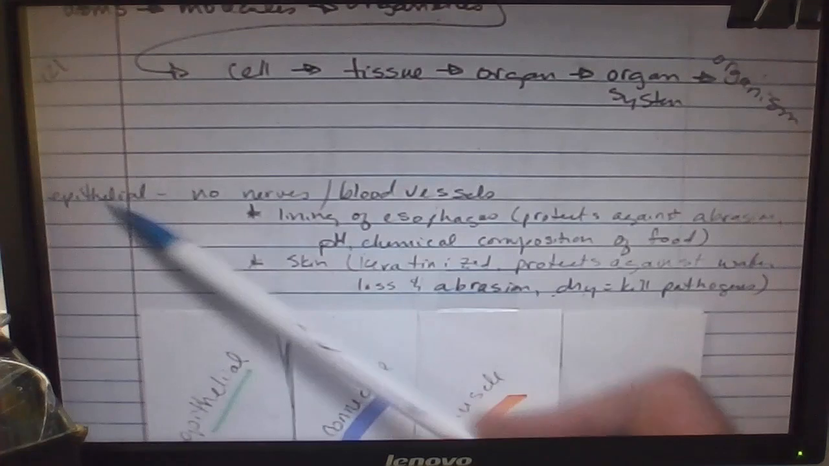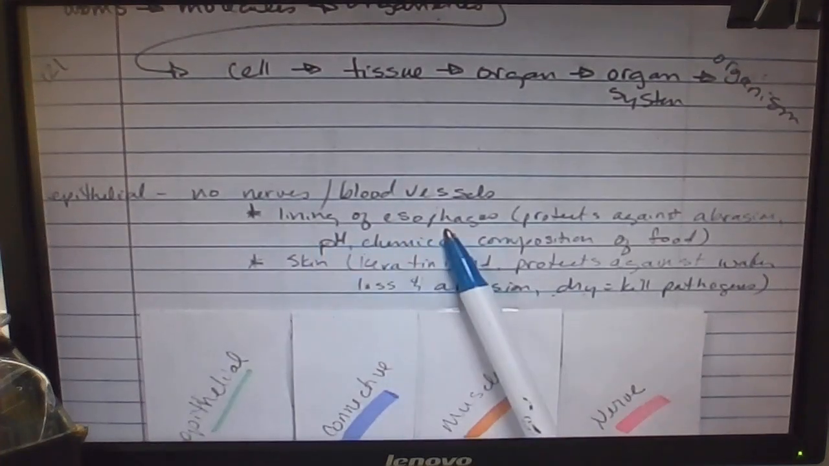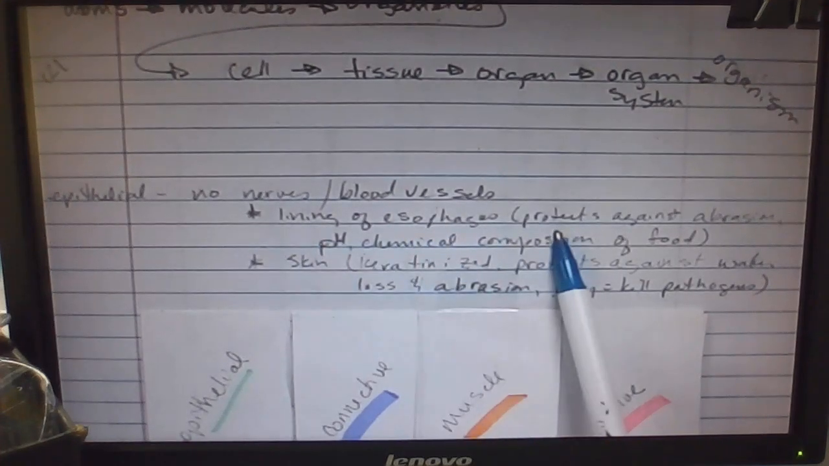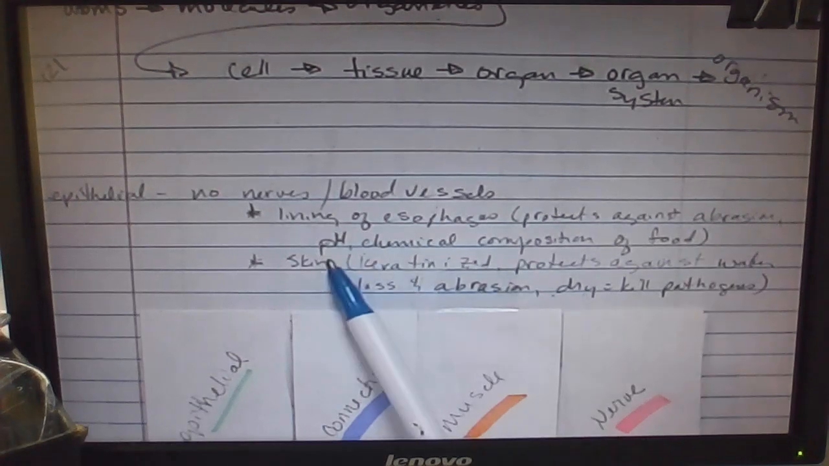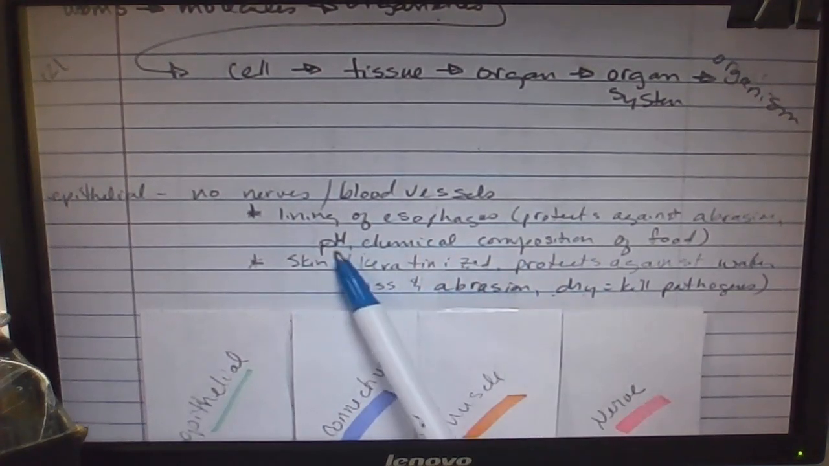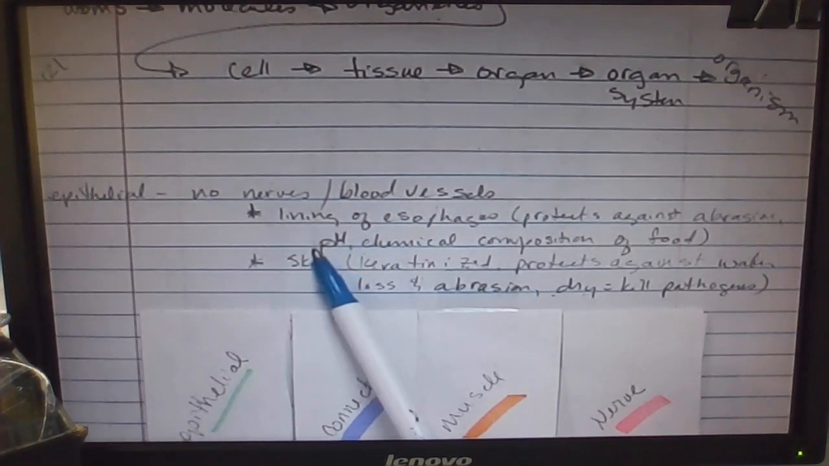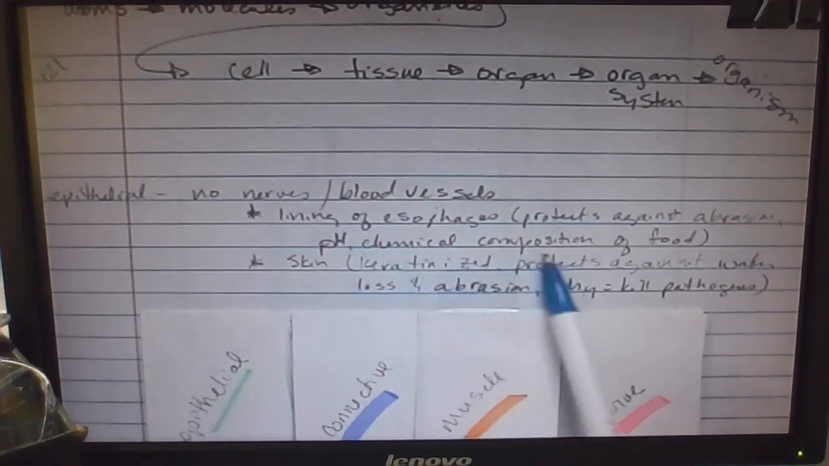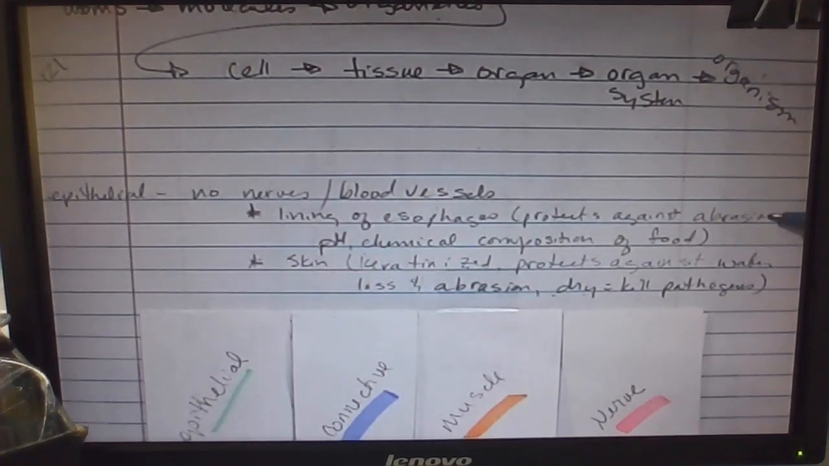An example of epithelial tissue is the lining of the esophagus, and that lining helps to protect against the abrasion, pH, and chemical composition of food. So pH, whatever you're eating could be very acidic or very basic, and that would damage your cells. So we need to protect against that. Chemical composition, abrasion. What you're eating can be rough and it might physically damage your cells as you're swallowing it. So we need to protect against that.